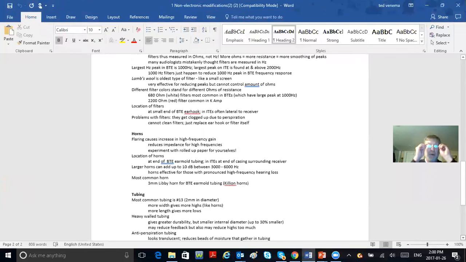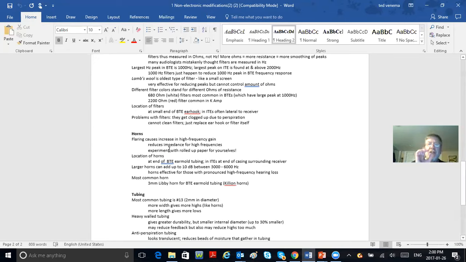All right, don't worry about some of the details in here, different filter colors and lamb's wool. All of this stuff is junk. Most people don't use it anymore, except high power BTEs with number 13 tubing. They might use filters, okay? But most receiver in canal hearing aids and thin tube hearing aids don't use filters anymore.